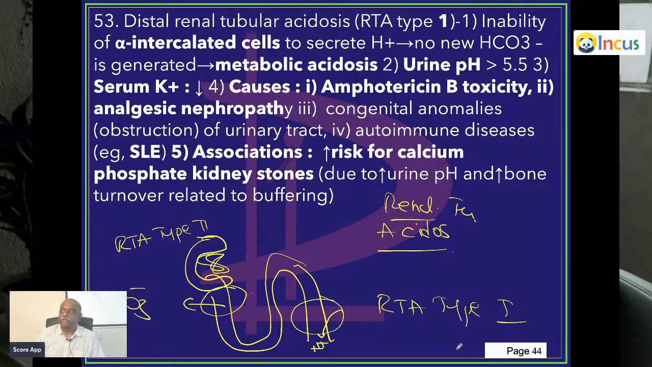Now, doctor, in the distal renal tubular acidosis type 1, which is distal, it is the alpha intercalated cells which are supposed to secrete the H+. They are unable to secrete, and that leads to development of metabolic acidosis. Because of that, how will the urine pH be?